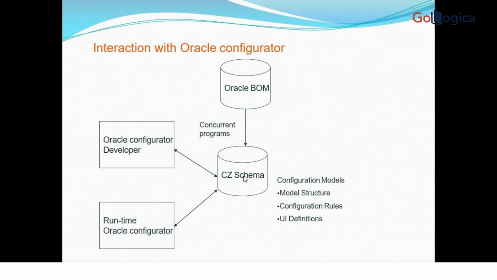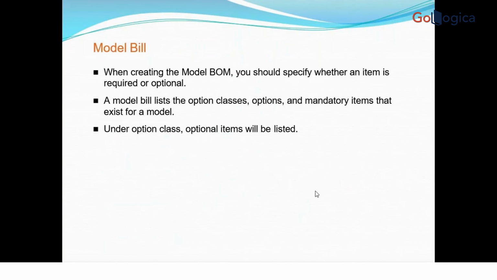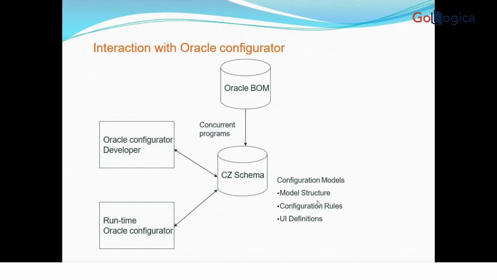So this CZ schema is nothing but the models, which contain structure, rules and UI. In runtime Oracle configurator, you will only see the UI, not the development things, just the UI definitions. This is the small relationship between the bombs and the schema.